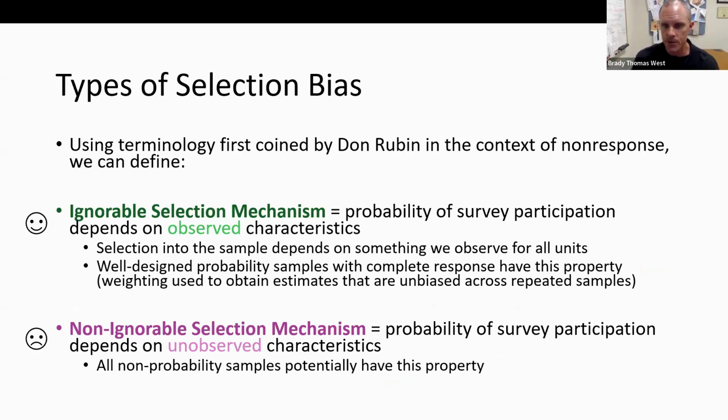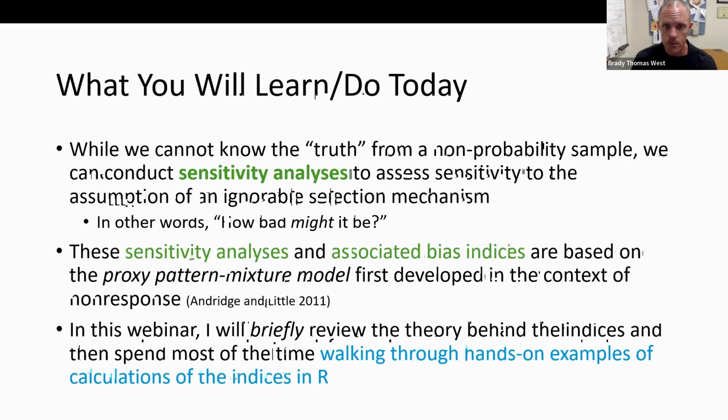Well-designed probability samples with complete rates of response have this property, and we can use weights to obtain estimates that are unbiased across repeated samples. A non-ignorable selection mechanism, on the other hand, is when the probability of participating in a study depends on unobserved characteristics, things you don't actually see and that you're trying to measure, but were otherwise unable to measure. And all non-probability samples potentially have this property. So we need to think about what estimation methods we can use in the presence of these non-ignorable mechanisms.